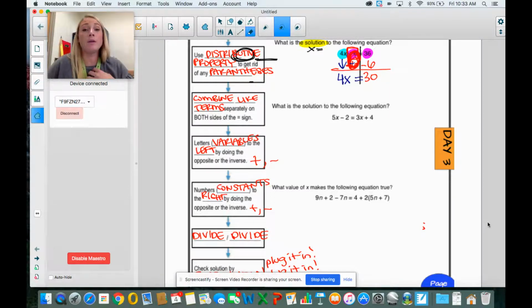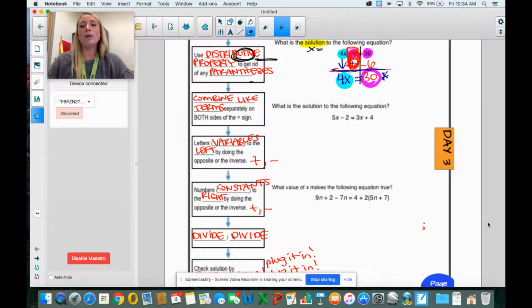Now if it was me, I would completely cover up everything except that 4x equals 30, because this right here is my new equation that I want to look at. I don't really care about anything else up above because I've already done that. I'm simplifying it as I go. I'm getting x all by itself. So I would then go back and highlight. 4x, that's a variable, so it's blue. My constants, 30, that's a constant, so it's pink.